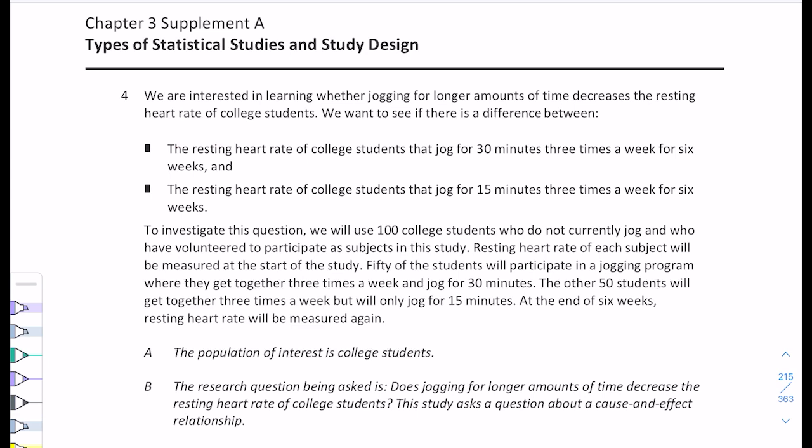In the next question, we're interested in learning whether jogging for longer amounts of time decreases the resting heart rate of college students. So in this question, they're dividing the students into different programs. The population of interest here are the college students again. The question being asked is, does jogging for longer amounts of time decrease the resting heart rate of college students? So this is a question involving cause and effect, so it's an experiment.